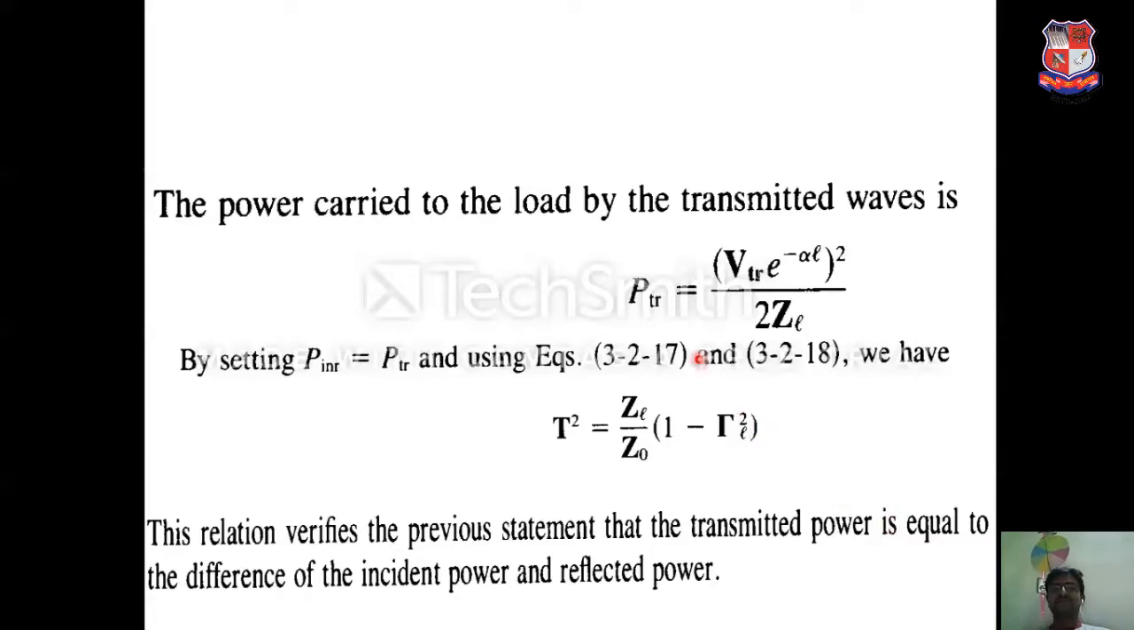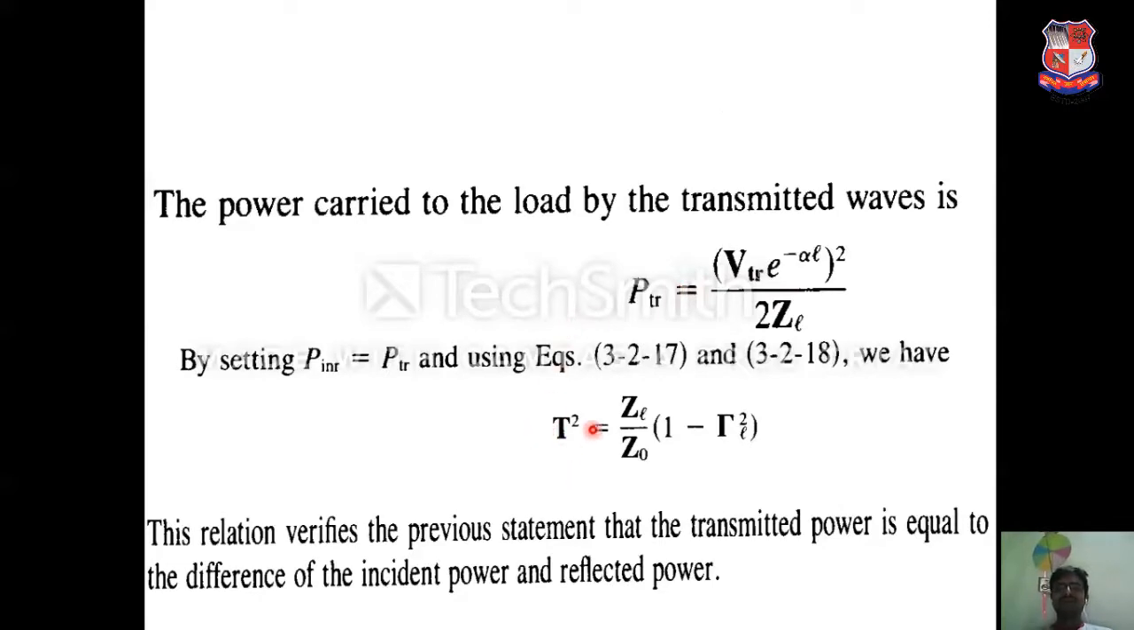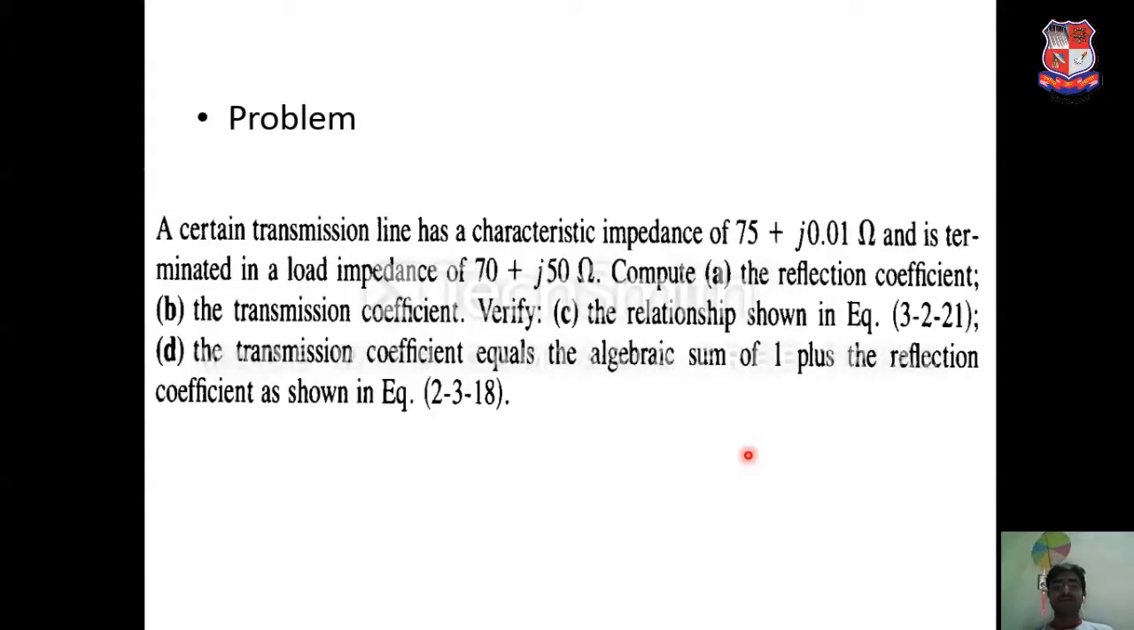Here we have the transmitted power, PTR, which is equal to VTR into e raised to minus gamma L, squared, upon 2 into ZL. Finally, if we simplify this PTR equation, as well as the previous equation for PINR and the transmission coefficient T, we get T square equal to ZL upon Z0 into 1 minus gamma L square. So this is our derivation of the transmission coefficient as well as the relation between the reflection coefficient and T itself. Now based on this, we are going to see the problem.